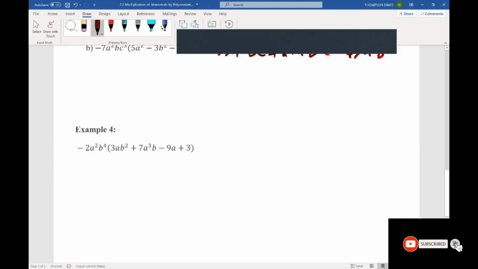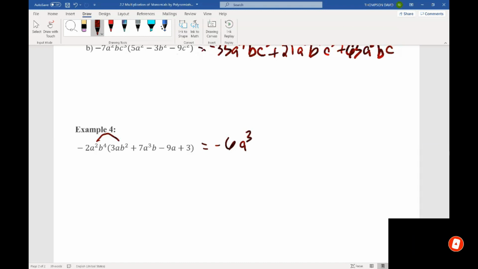And example 4, we have -2a squared b to the 4th times 3ab squared plus 7a cubed b minus 9a plus 3. So first, let's start distributing. So -2 times 3 will be -6. A squared times a is going to be a cubed. B to the 4th times b squared is going to be b to the 6th.